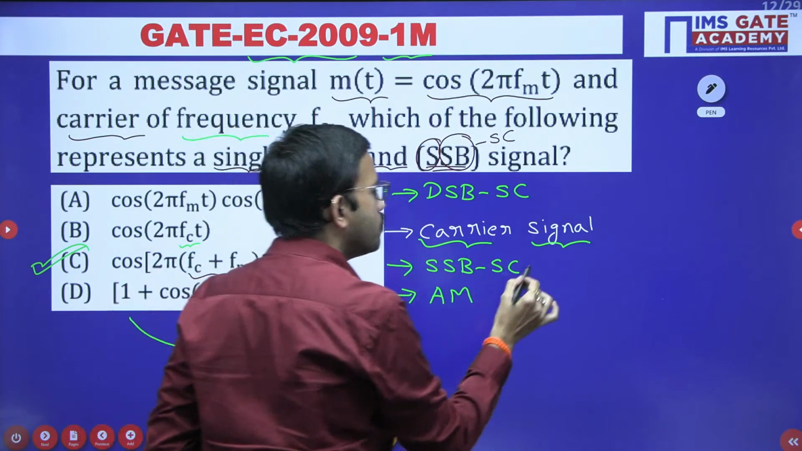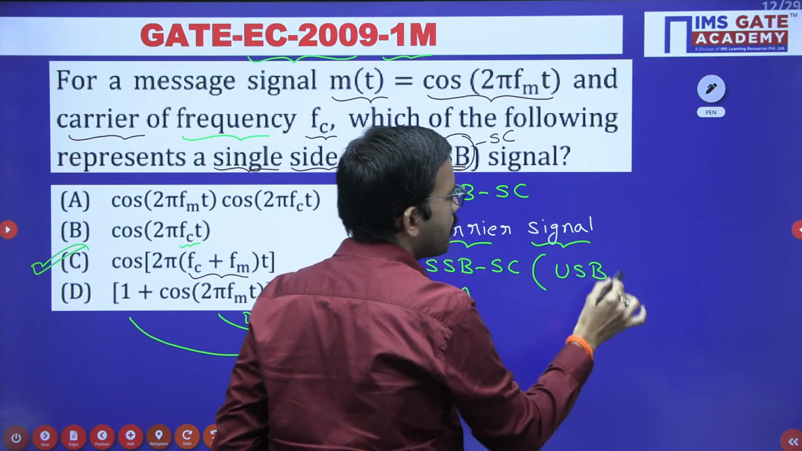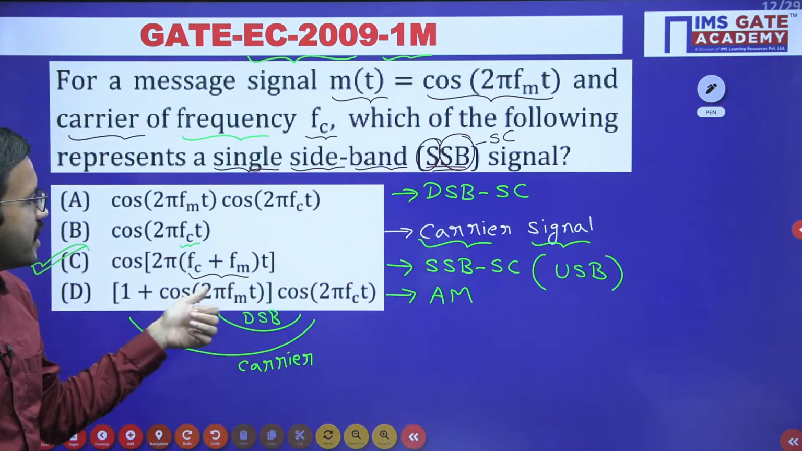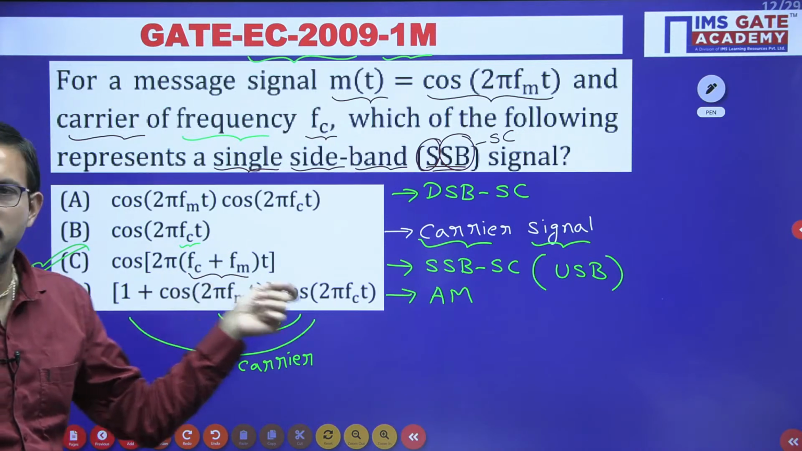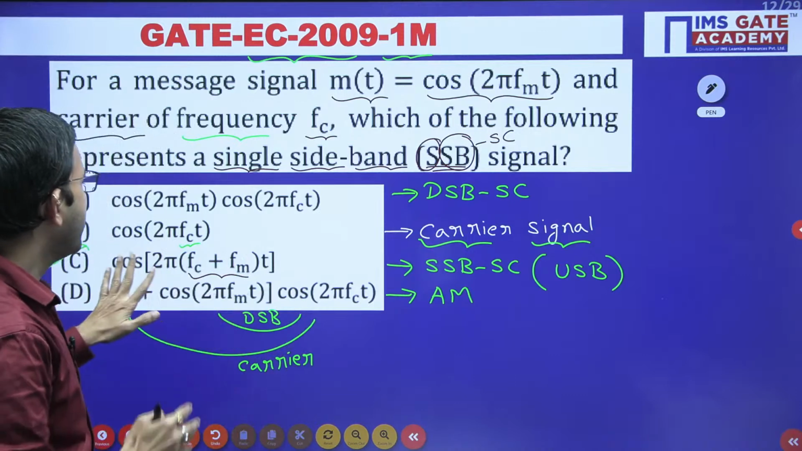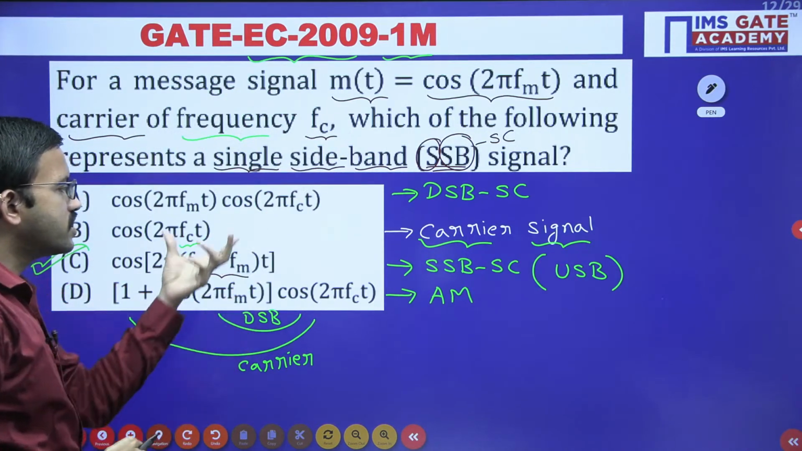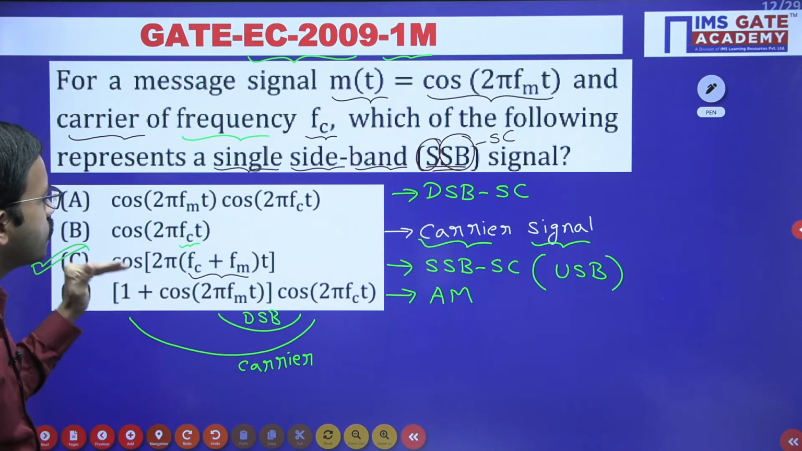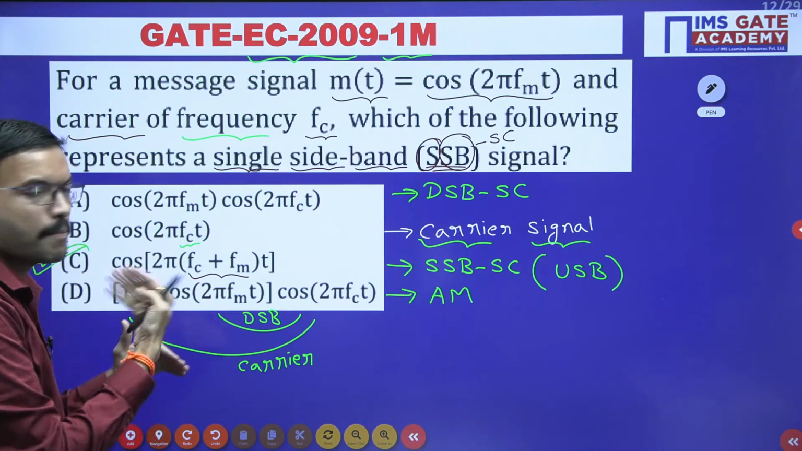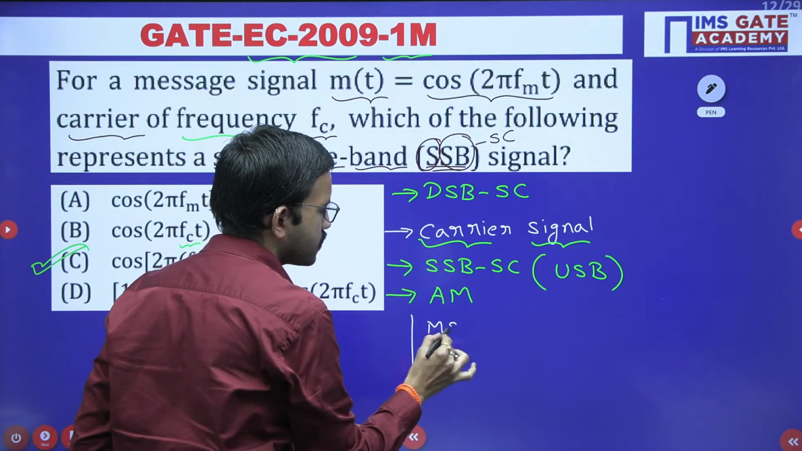If you want it more clearly, this particular signal is representing USB, the upper sideband. Suppose they had mentioned FC minus FM, that is the lower sideband. Still it is SSB-SC only, right? Here they have given the question as an MCQ, so obviously one choice will be correct. If they want to frame the same question as an MSQ, they can give the choices like this.